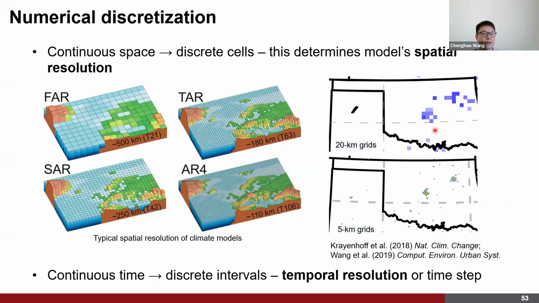So this one used 20-kilometer resolution, but this one in my work used 5-kilometer resolution. Apparently, the 5-kilometer one has more detail, which at least captures the shape of Oklahoma City and Tulsa, which is quite different from what we have in this 20-kilometer resolution simulation. Oh, one thing I do want to mention is that we also need to discretize the continuous time domain. So we need to separate the continuous time into discrete intervals, which determines the temporal resolution or time step of our model.